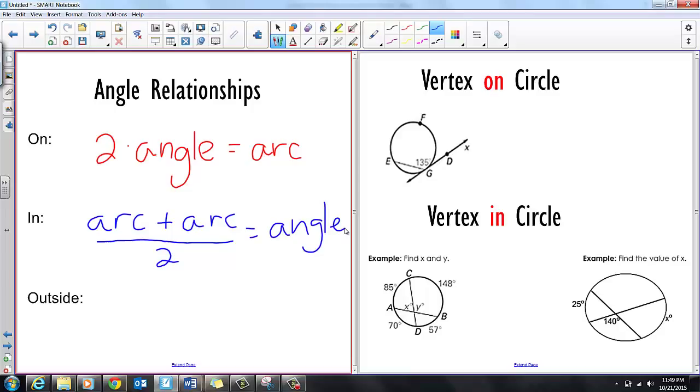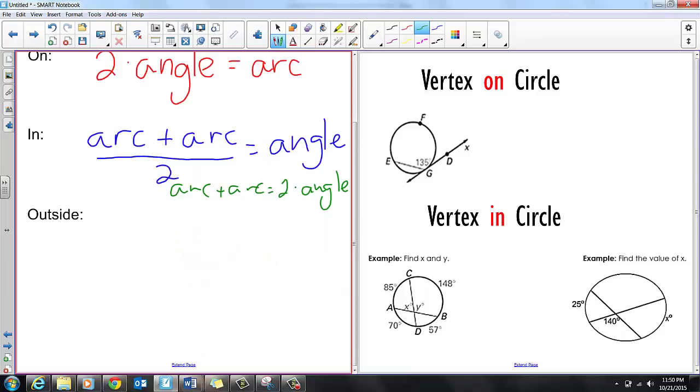This can also be written as arc plus arc is equal to 2 times the angle. Okay, those are the same thing. Arc plus arc equals 2 times the angle, or arc plus arc divided by 2 equals the angle.